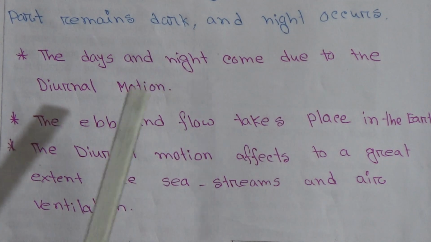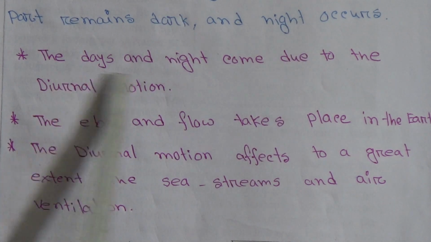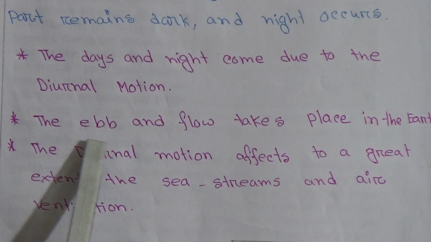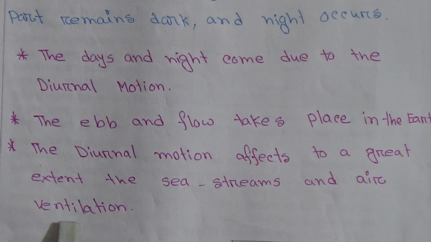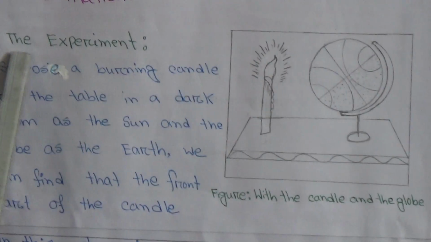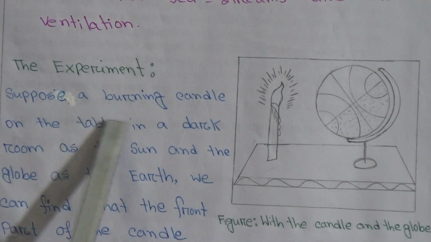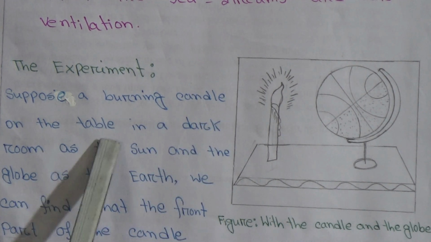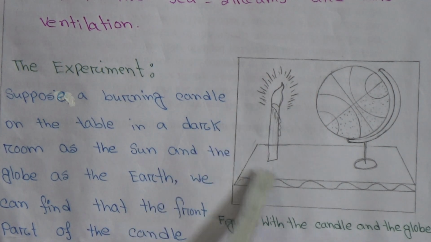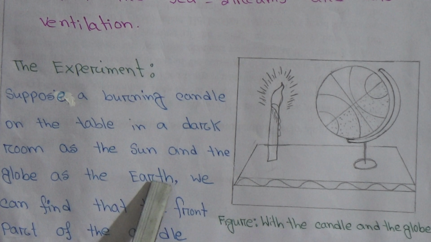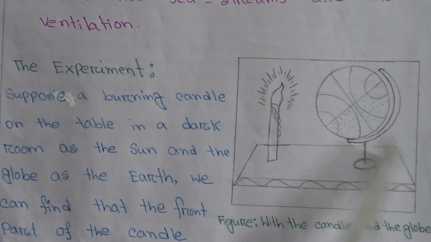So during the diurnal motion, day and night come, the ebb and flow takes place, and the sea streams and the air ventilation occur. Now an experiment. Suppose a burning candle on the table in a dark room is the sun. So this burning candle is the sun and this globe is the earth.